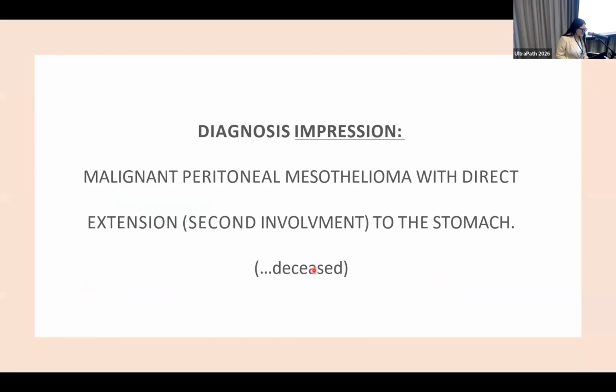Unfortunately, the patient was deceased, so the clinicians were not able to complete other imaging studies to confirm that the only location was the peritoneum. So that's why the final diagnostic impression of this case was a malignant peritoneal mesothelioma with secondary involvement of the gastric wall.